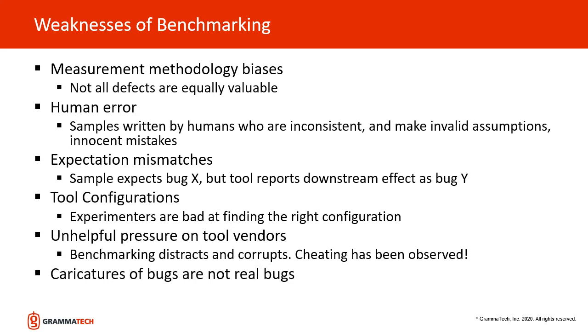Then there are expectation mismatches. The Juliet test suite is organized around CWEs. So you've got thousands of different samples in each CWE, and the expectation is that the static analysis tool will report warnings in terms of those CWEs. But unfortunately, that's not how all these tools work. The core flaw that the sample is intended to uncover might be in one CWE, but the downstream effect might be a completely different CWE. And if the tool is biased towards reporting the downstream effect rather than the upstream cause, then the measurement methodology is going to diminish the value of that finding. And that, in fact, is what happens in many cases.